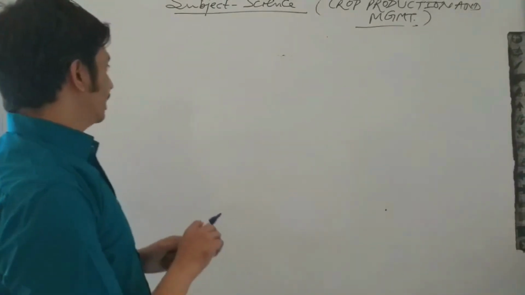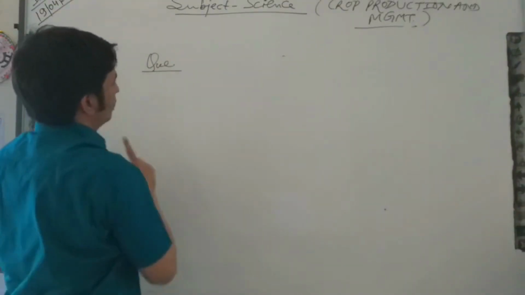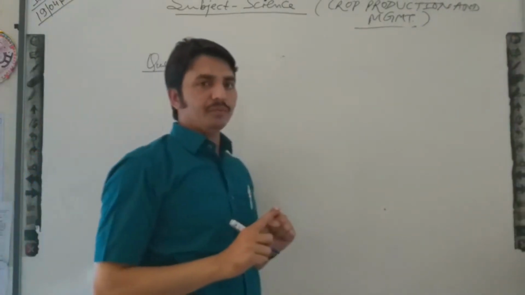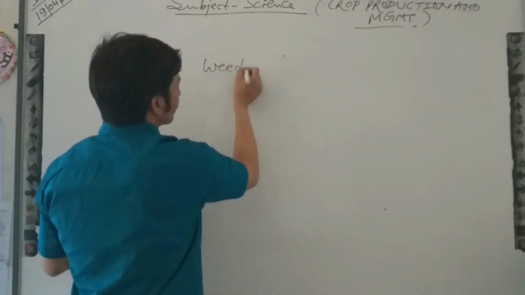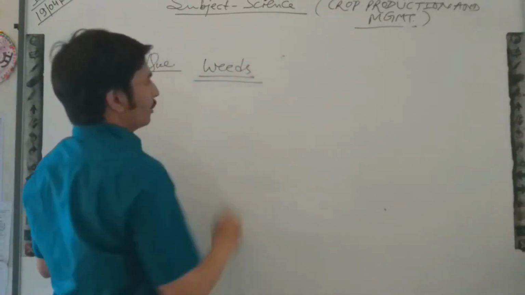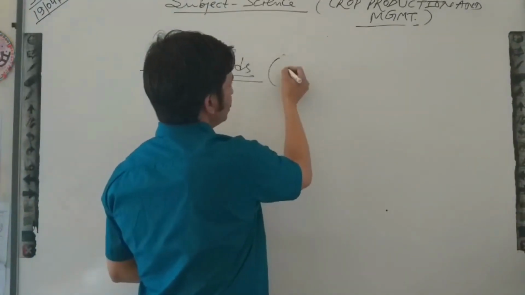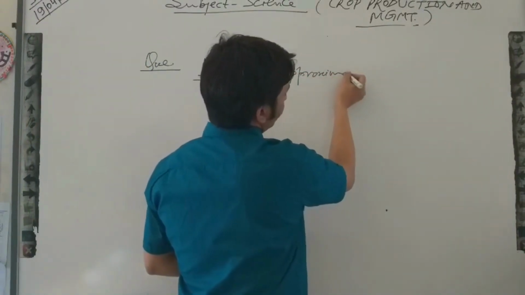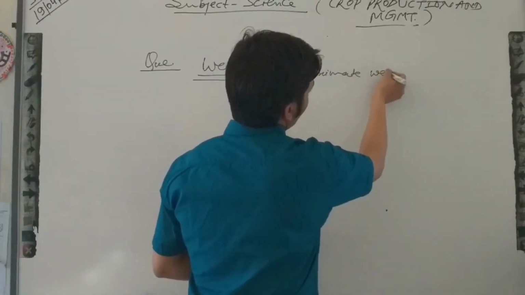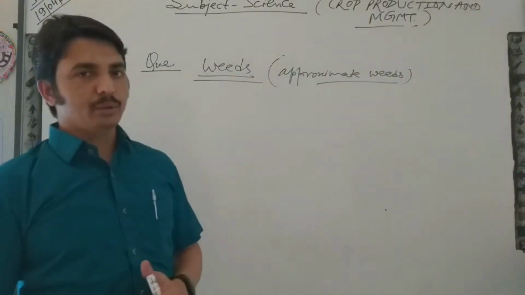Now there is one question for you. You have to find out the names of weeds which grow parallel to the main crop. Approximately, you have to write four weeds' names.